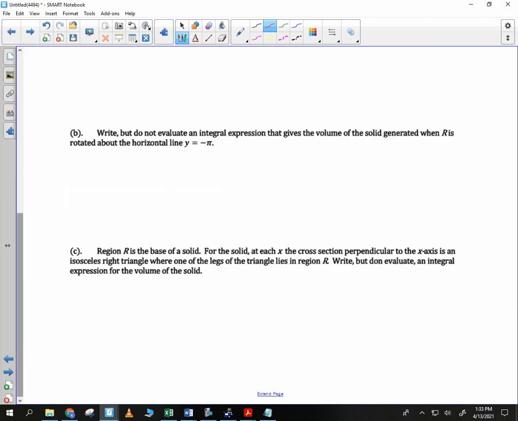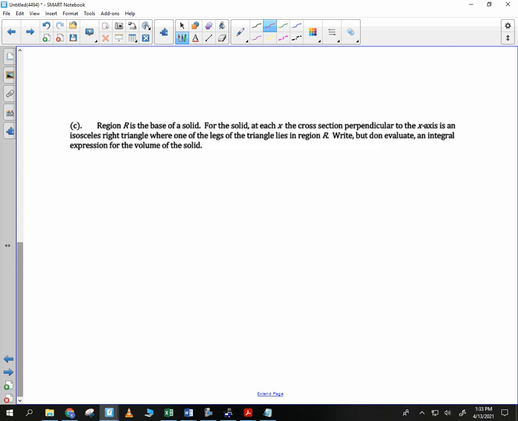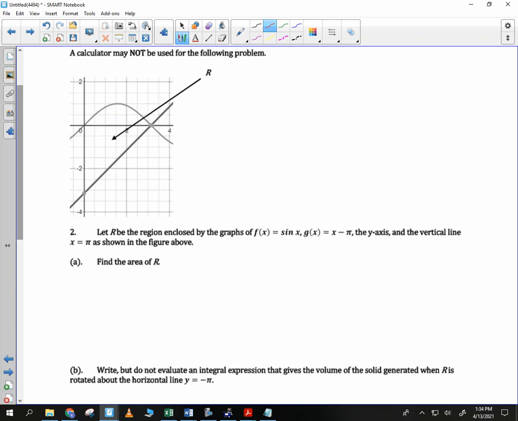Okay, flip it over. Let's look at this one. It says that R is the base of a solid again. For the solid at each x, the cross-section perpendicular to the x-axis is an isosceles right triangle where one of the legs lies within the region. I'm just trying to help you interpret it. Again, when you see these questions on a test, I don't want you to freak out like, hey, I've never seen this before. This is my region right here.